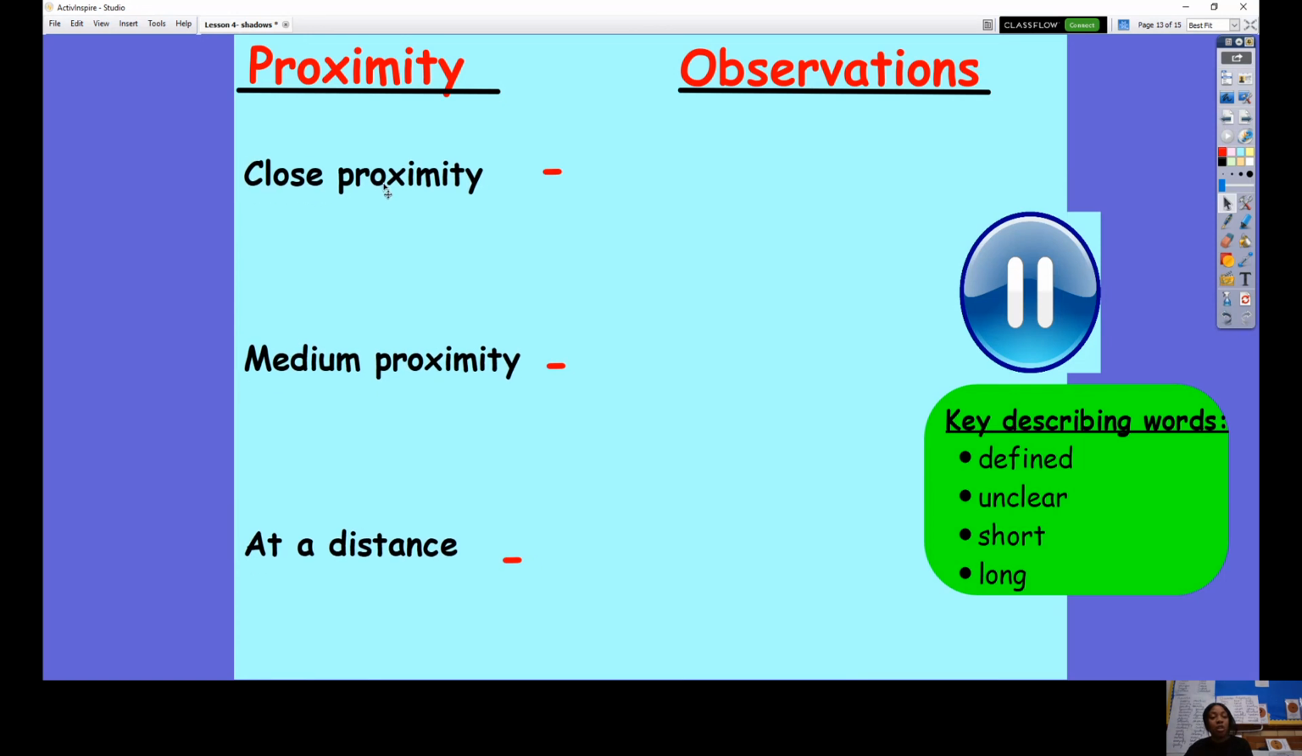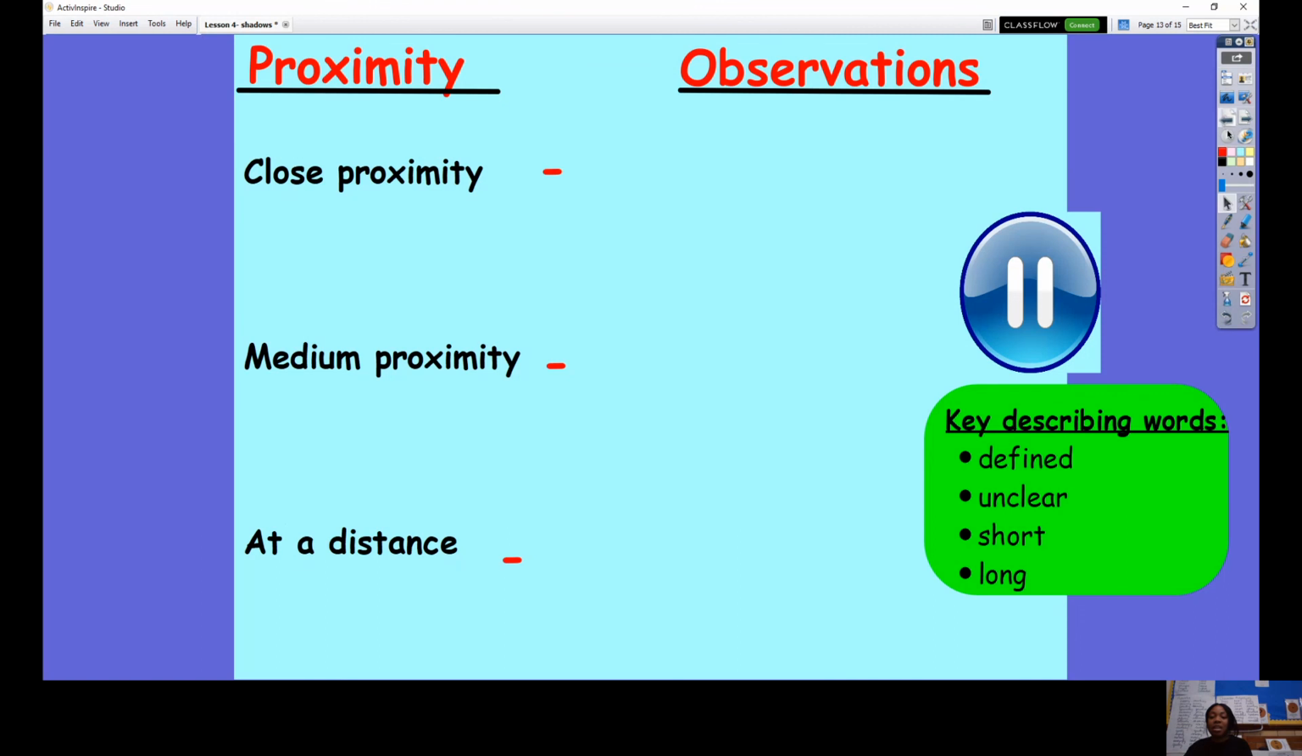The first section is going to be close proximity. Make sure you leave about 3 lines if you're using lined paper in between. If you're using blank paper, just leave some space in between. Close proximity, then do a dash. Make sure you write proximity and observations. Then write medium proximity, do a dash and then leave some space. And then write at a distance and leave some space. Pause the video so that you can get this copied out.